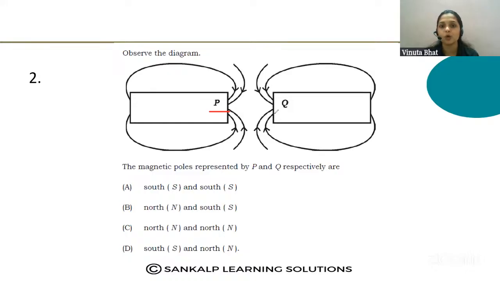Here both are S. Why S? Both are S because always the magnetic field lines extend from the south pole to the north pole.